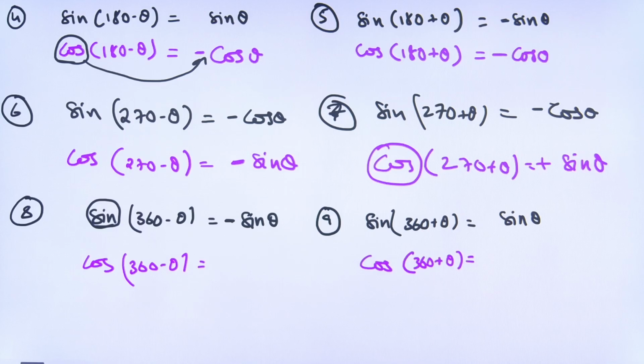Okay, everyone. Next, cos 360 minus theta. So cos will remain cos. Here also cos will remain cos. 360 minus theta means fourth quadrant. In the fourth quadrant, cos is positive, that's why positive. We are not writing plus there, it is understandable. And here 360 plus theta means first quadrant. There also cos is positive, that's why plus. Getting this point, everyone? Right?